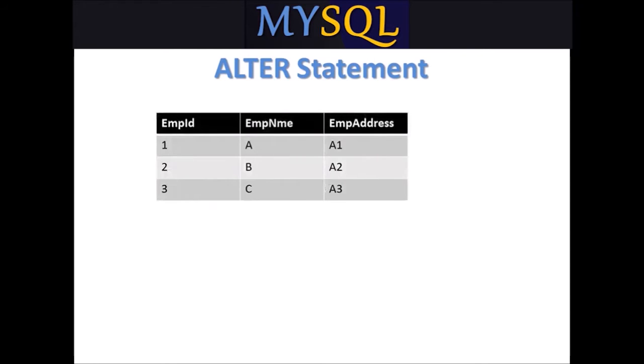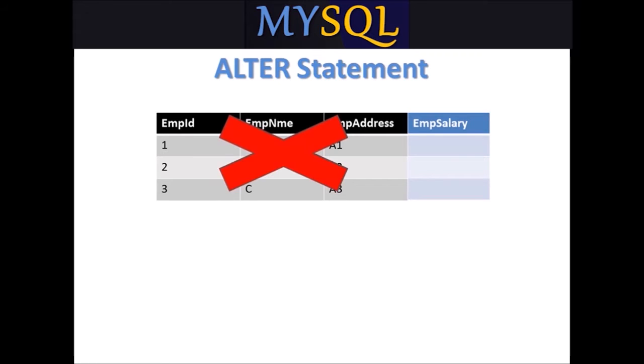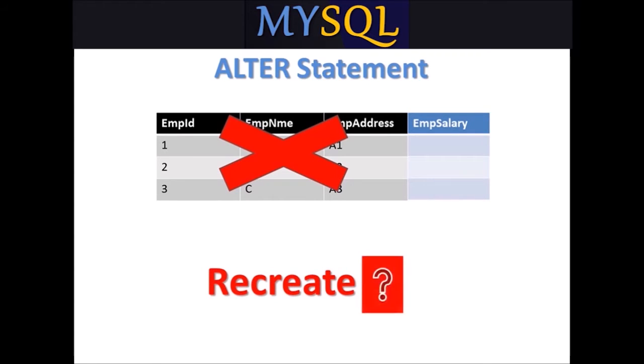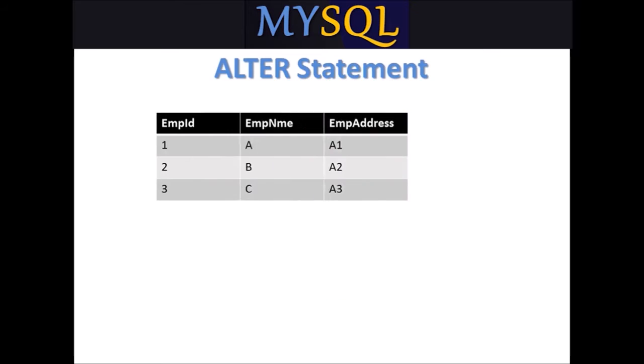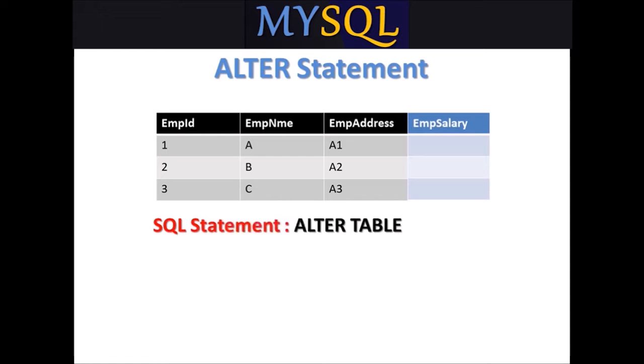Suppose you have an employee table like below. Suddenly you remember that this table requires an extra column, employee salary, and want to give that column name as EMP salary. So what will you do? Will you delete this table and recreate again? I think that will not be the better solution, due to requiring more time. You can simply add the EMP salary column at the end of the table. Alter keyword will help you to do this.